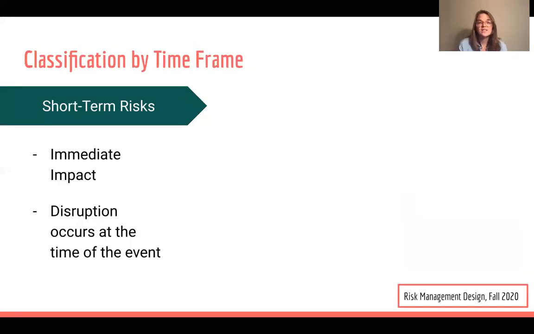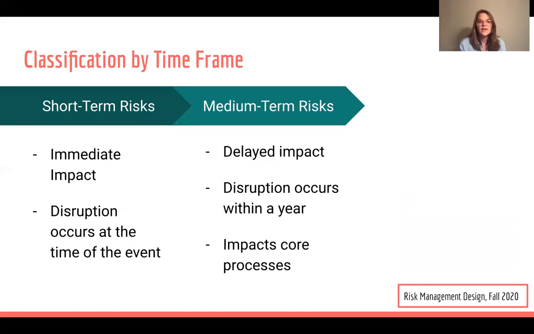You can also classify risk by its time frame. So you have short-term risk. These are things that are going to immediately impact your organization. A pandemic is a great example of where you could have that short-term risk because it's going to impact immediately, and it's not necessarily going to be something that you will have had bandwidth to address. So the disruption occurs at the time of the event. If something happens, as soon as it happens, you're going to have a risk that's going to materialize.